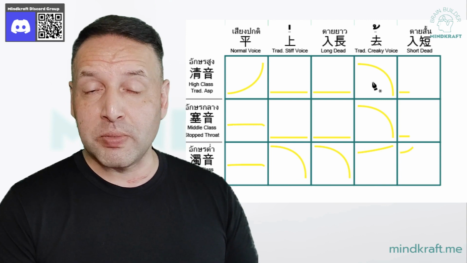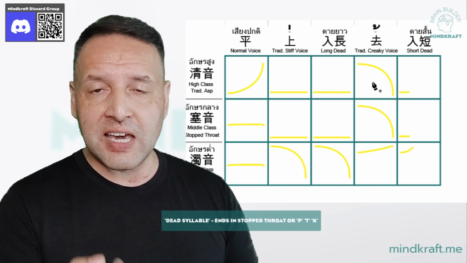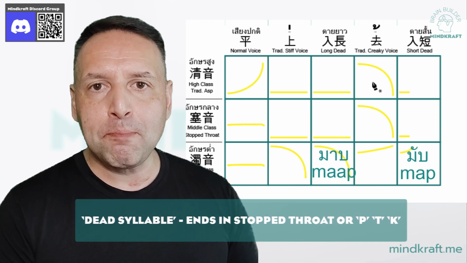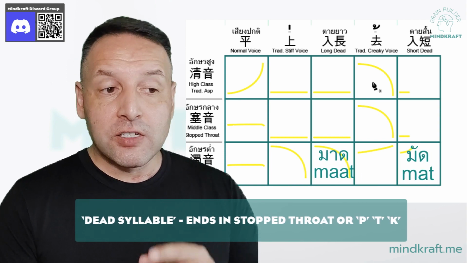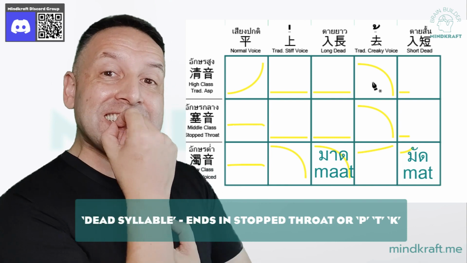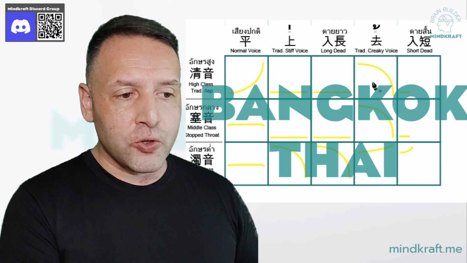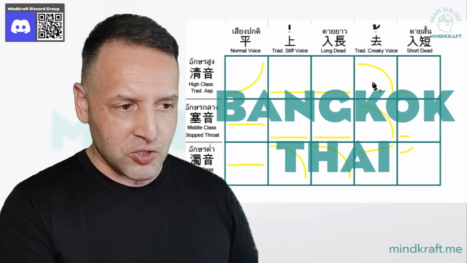So a dead sound would be something ending with a P, T, or K. So ma, mak, ma, map, mat. You can see the consonant at the end kills the sound. Just remember that these are the tone contours for Bangkok Thai that you're looking at.